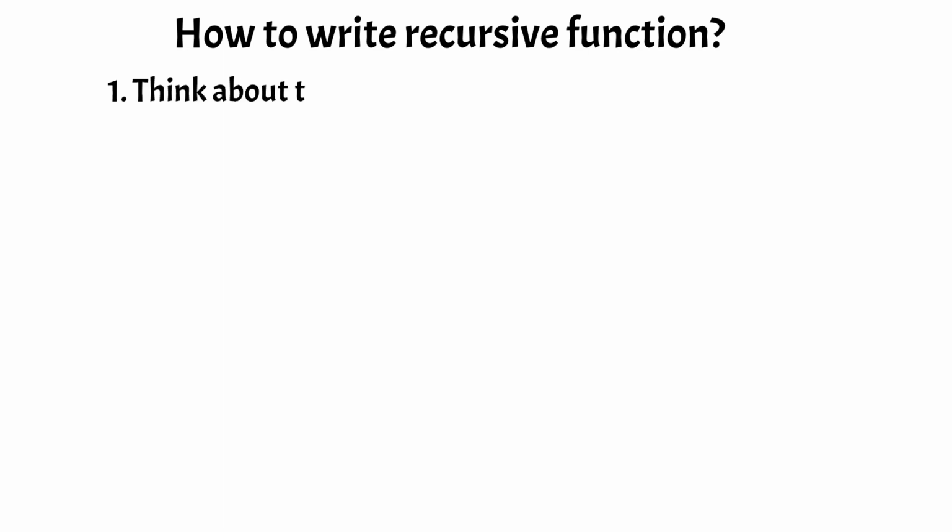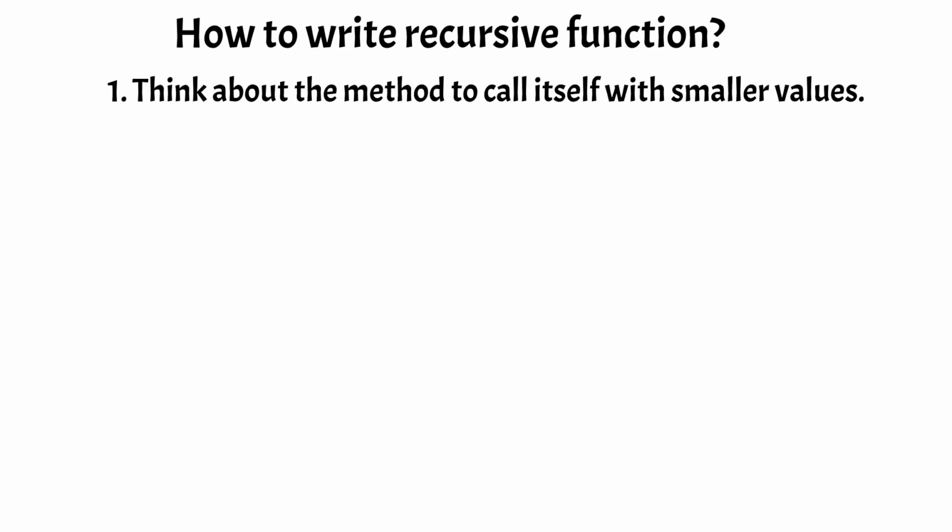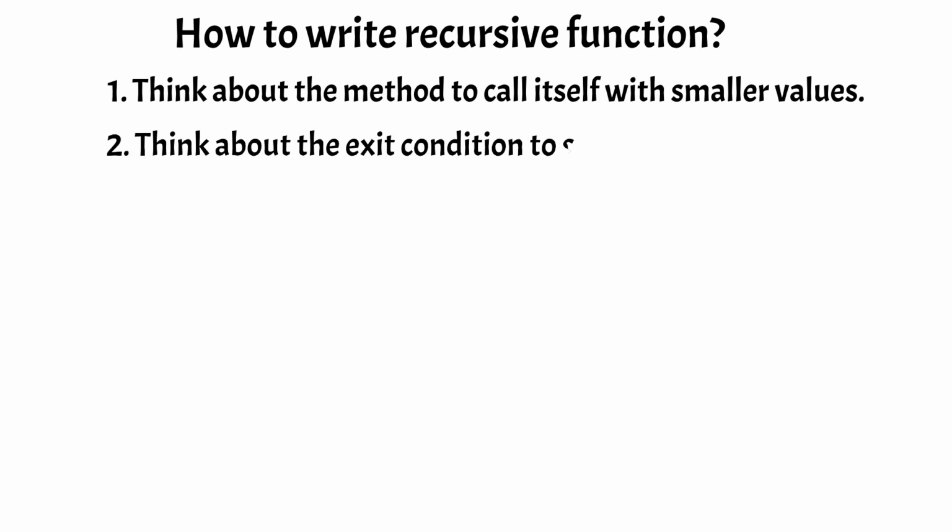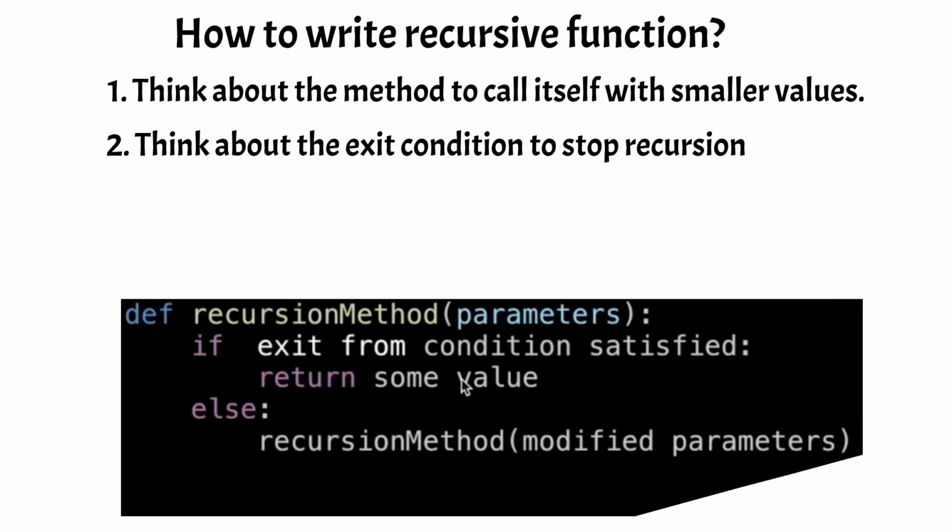So the first thing to understand is that whenever we write a recursive method, the most important thing to take into account are these two conditions. Number one is to think about the method which calls itself with smaller values, and the second condition is to think about the exit condition or the base case with which we can come out of the recursion. So taking these two conditions into our account, a general algorithm to write any recursive code will look like this.